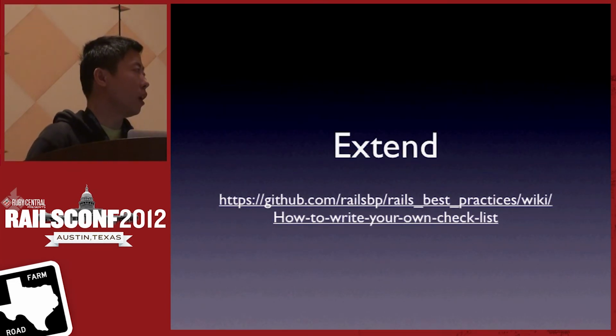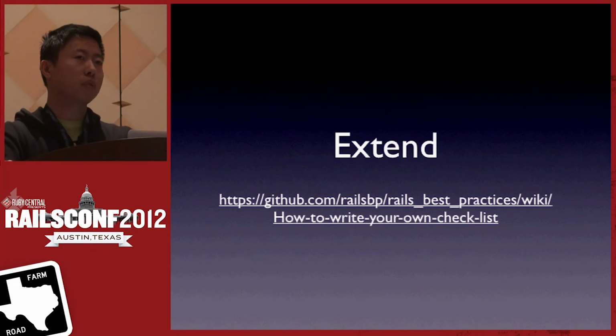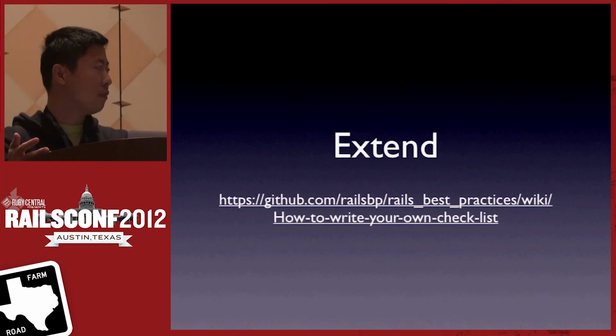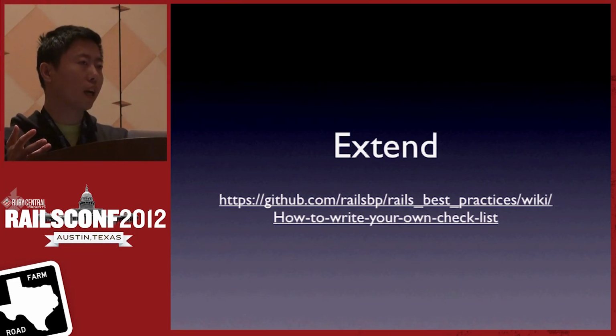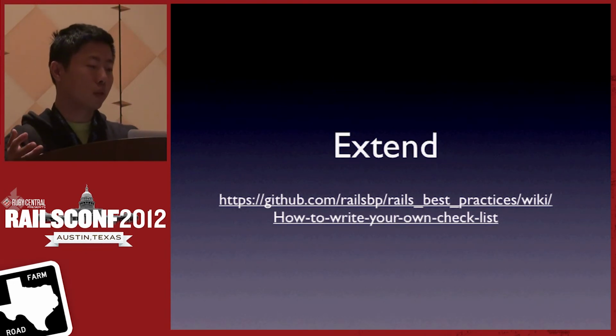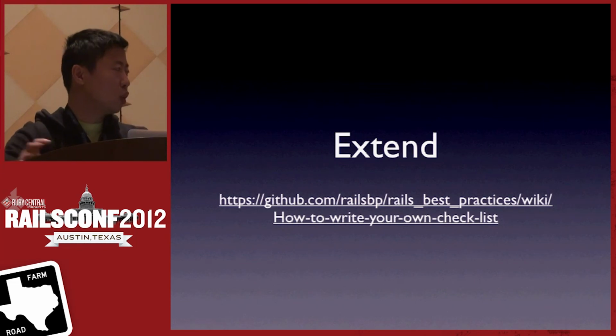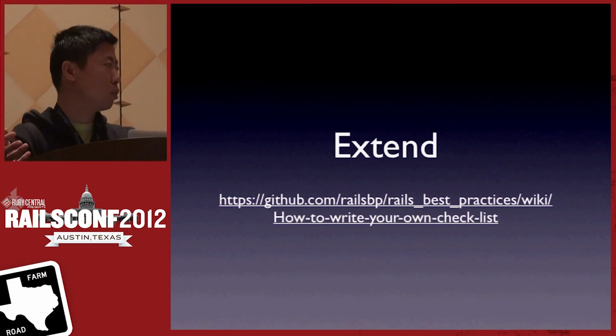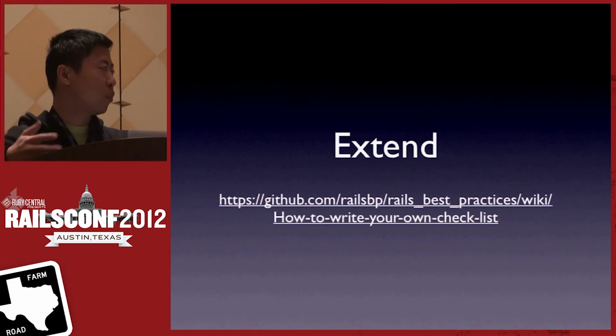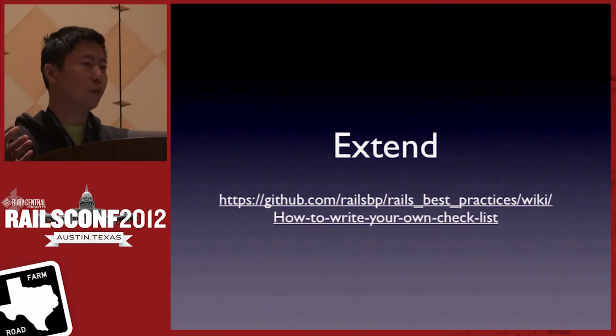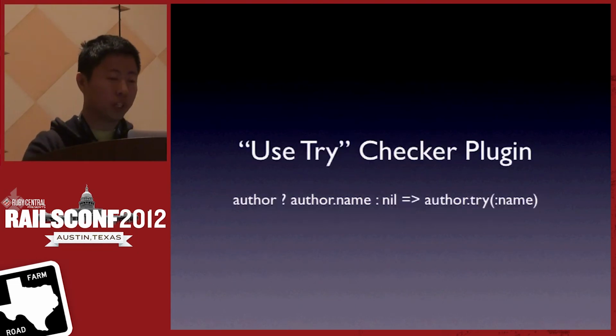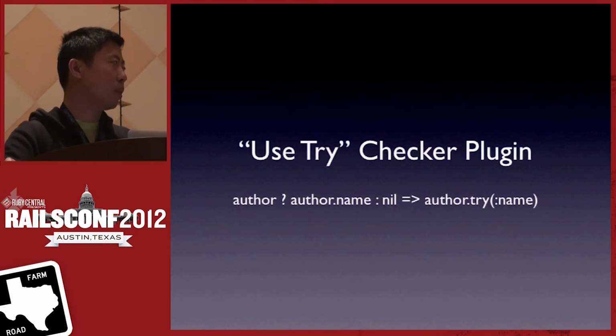Okay, so I know that different teams may have different code guidelines. It's probable that there are some code guidelines in your team that the gem can't analyze. But don't be depressed. The Rails best practice gem provides a way to extend itself for your team by writing plugins. So here, I will give you an example of how to write a plugin.